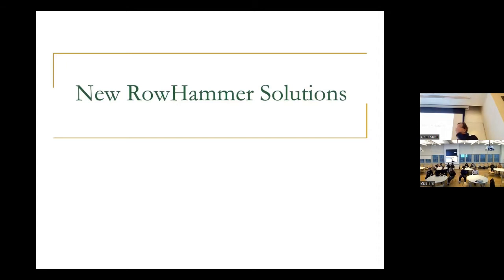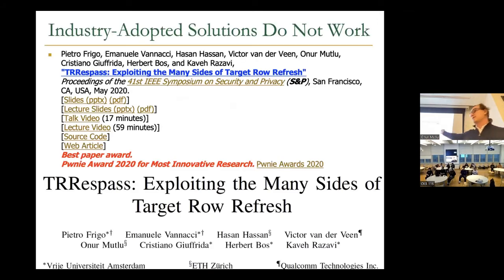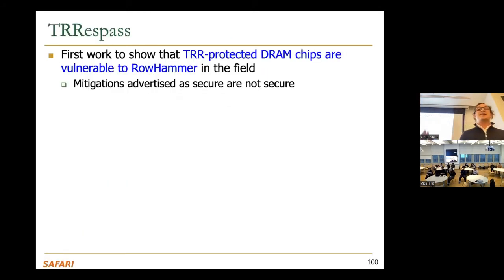So basically what happened in industry, DRAM manufacturers said that DRAM chips are not vulnerable. And we showed in our 2020 paper that they're actually much more vulnerable. But we also wanted to demonstrate that existing solutions are not really good enough. So this is the paper that showed that the solutions that are adopted by industry do not work. I'll give you the basic idea.